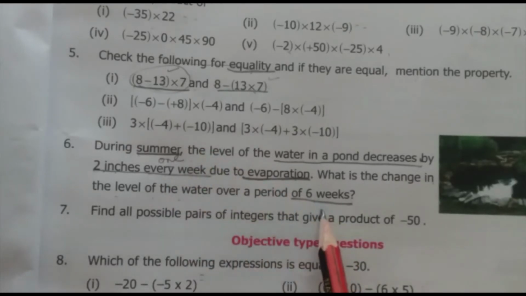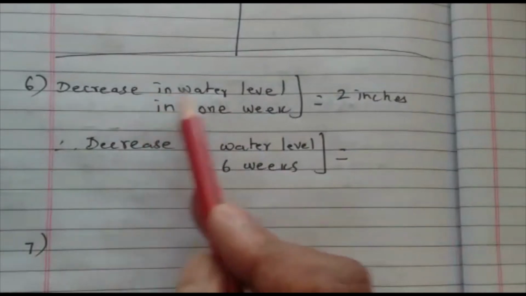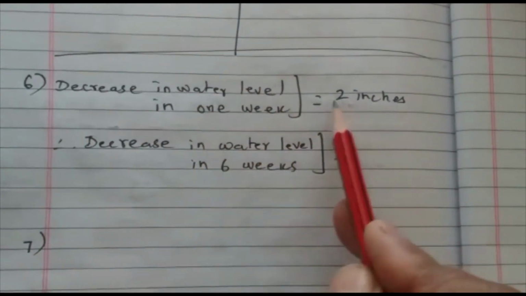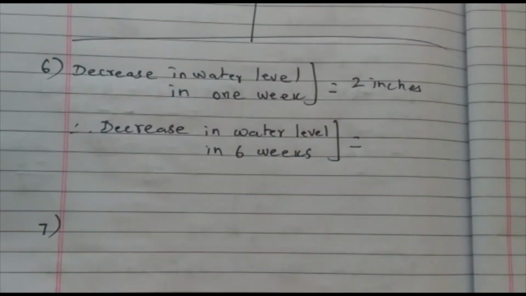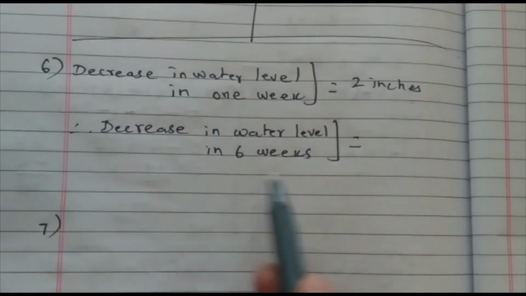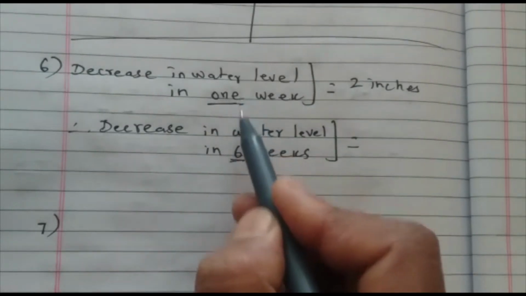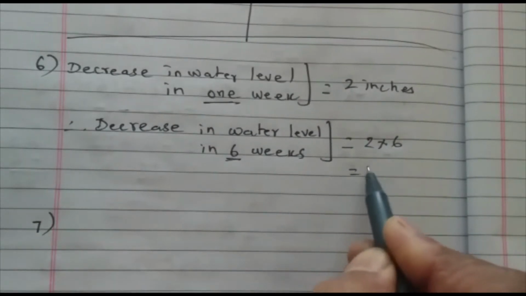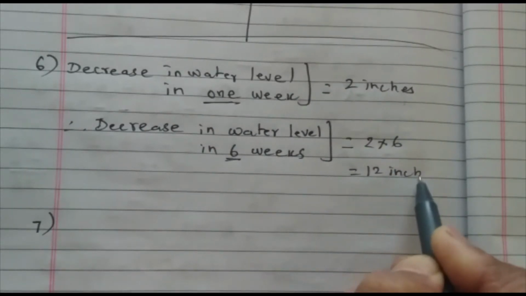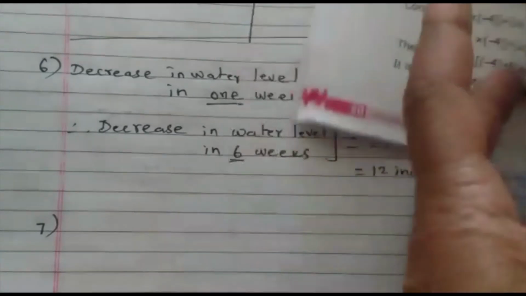1 to many. What is it? It is multiplication. The operation is multiplication. So I have written the statements here. Decrease in water level in 1 week, 2 inches. Therefore, decrease in water level in 6 weeks. We know for 1 week, we have to find for many weeks. 1 to many is multiplication, which is 2 into 6. 2 6s are 12 inches. So after 6 weeks, the water level reduces by 12 inches.